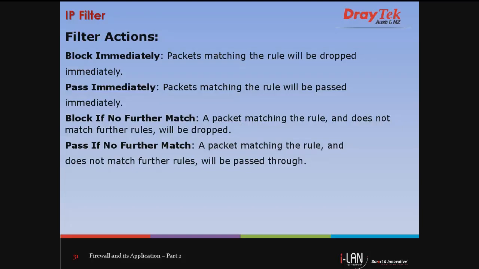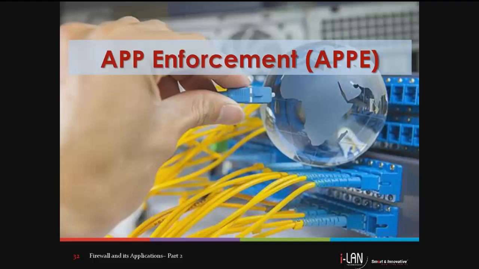These are the actions that you can set for each filter rule. Block immediately: packets matching the rule will be dropped immediately. Pass immediately: packets matching the rule will be passed immediately. Block if no further match: a packet matching the rule and does not match further rules will be dropped. Pass if no further match: a packet matching the rule and does not match further rules will pass through.